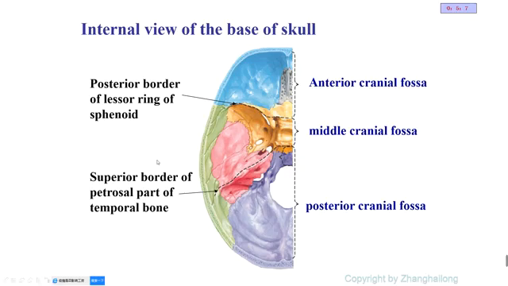Now let's see what the borders of them are. Between the anterior and middle fossa, the boundary is the posterior border of the lesser wing of the sphenoid bone. Here is the lesser wing of the sphenoid bone. The border between the middle and posterior fossa is the superior border of the petrous part, here the petrous part of the temporal bone. These two borders divide the base of the skull into three fossae of different depth.